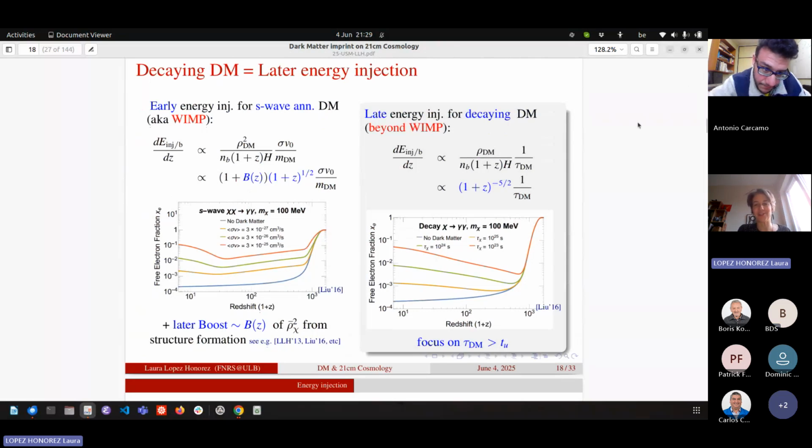So we decided to focus on decaying dark matter. It can be done, but we wanted to know if it was worth looking at it. And this is why we focused on decays.